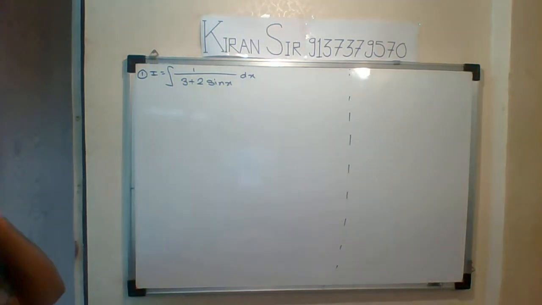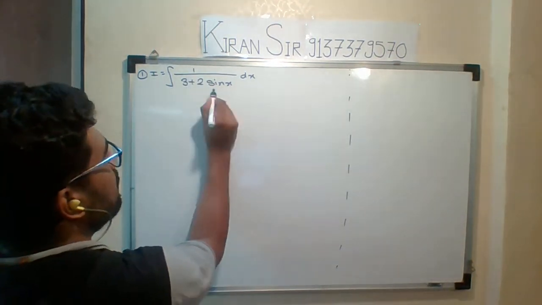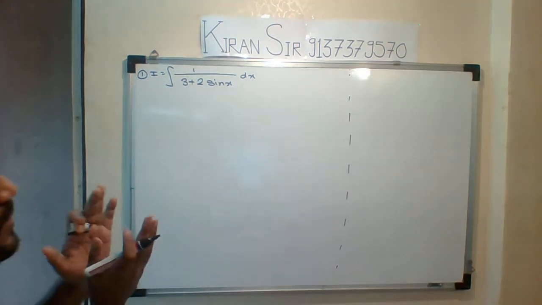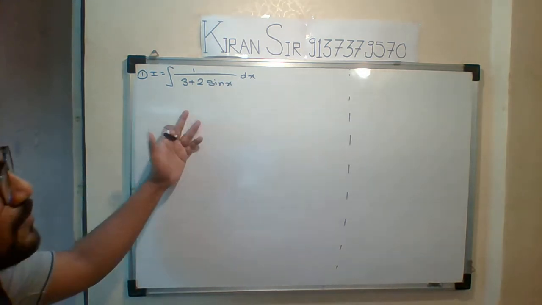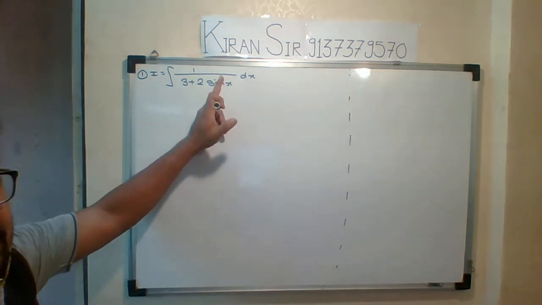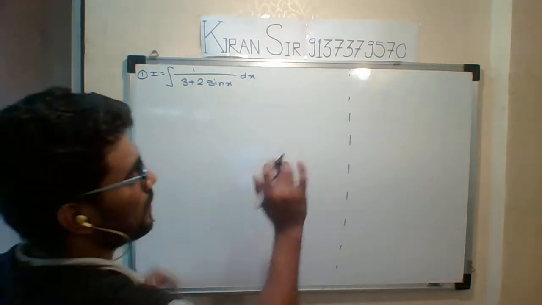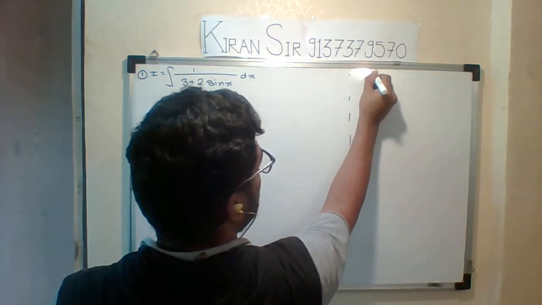All of you concentrate on the next numerical: 1 upon 3 plus 2 sin x. Students, what is the difference between this particular sum and the last sum? In the last type of sum, we found what? Square. Here there is no square term. So the note I am going to write over here.